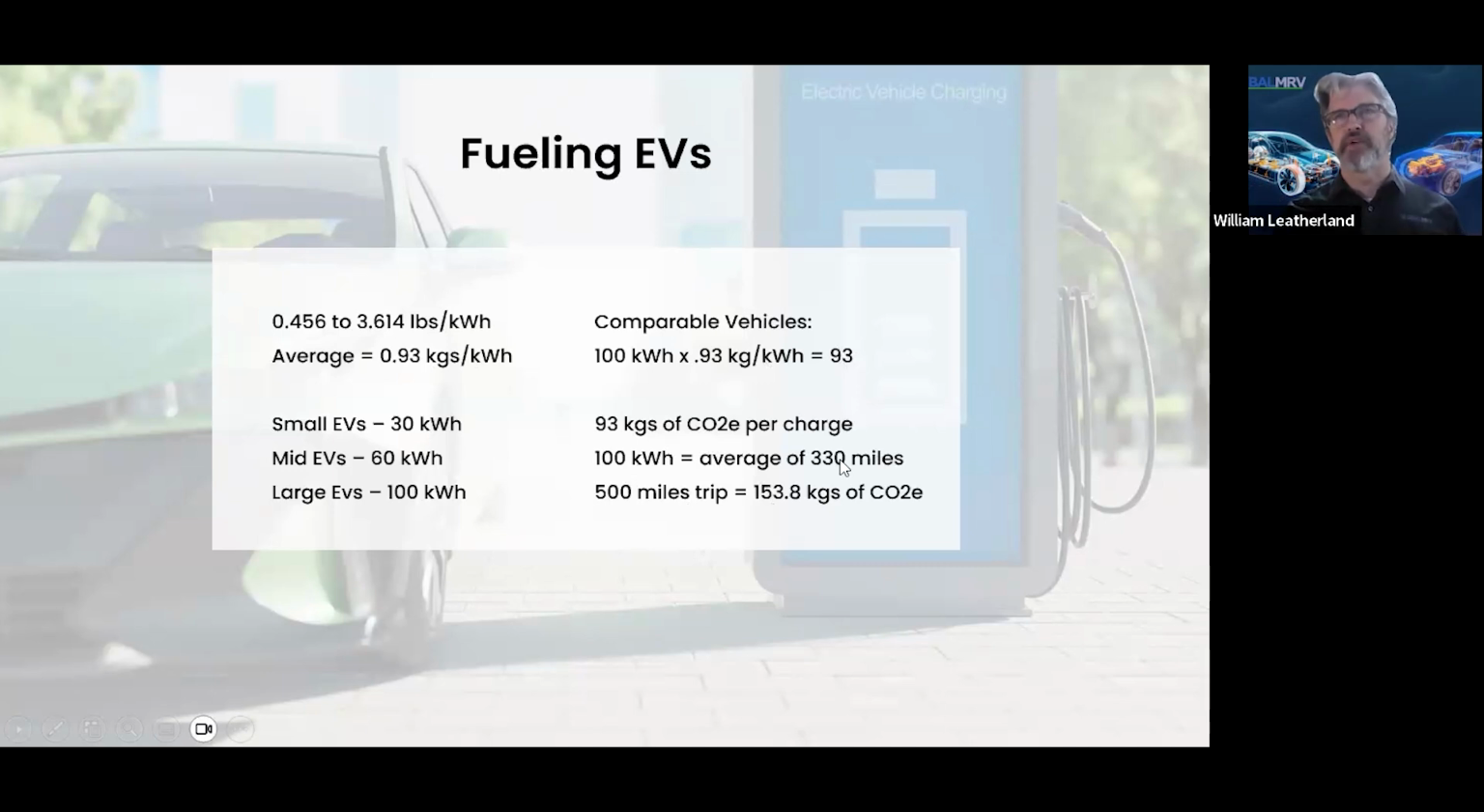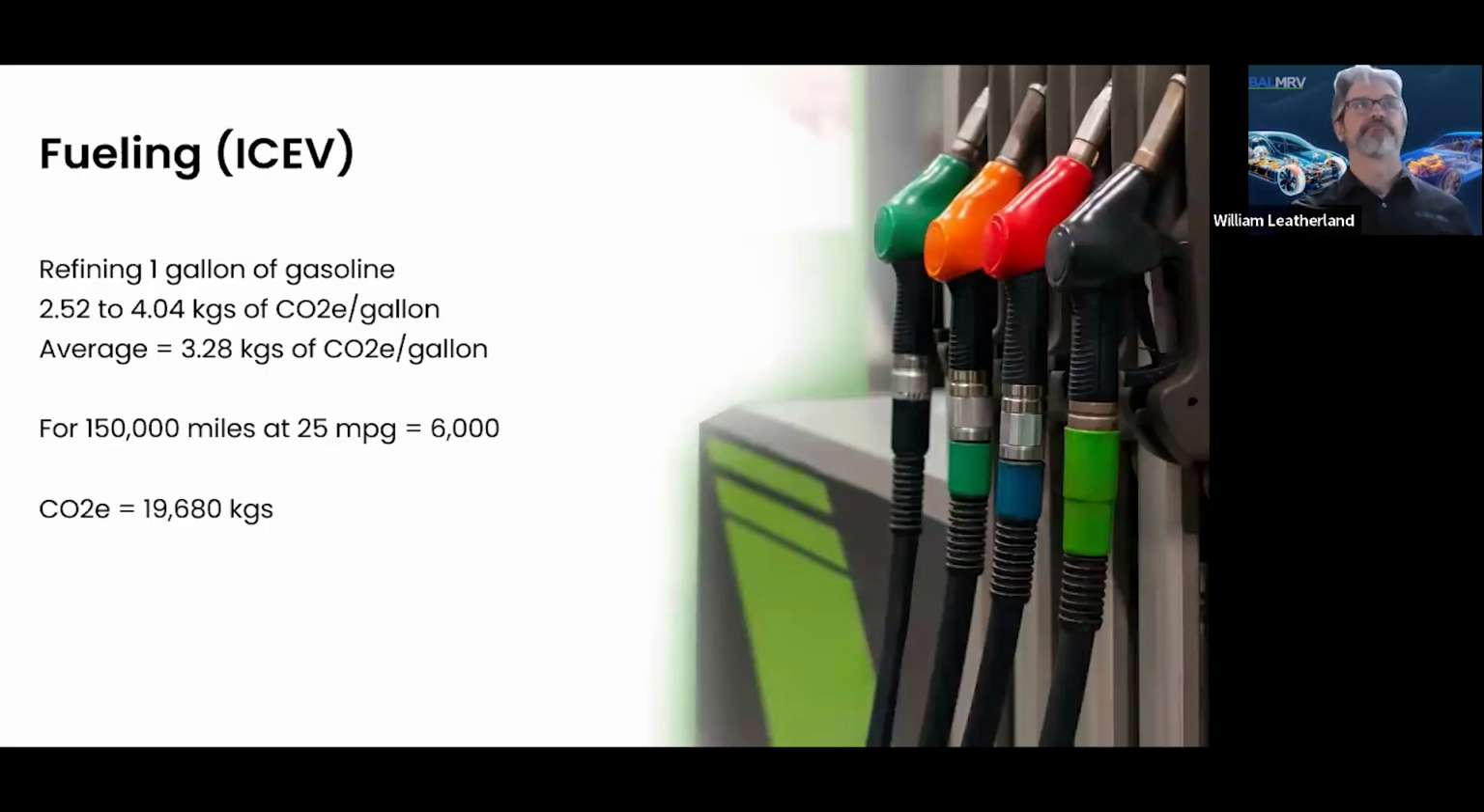So for an average of 330 miles, we want to base it off a 500-mile trip. So that would mean you would need to fill up or recharge that battery 1.52 times to be able to get to a 500-mile trip. And that would give you, for a 500-mile trip, 153.8 kilograms of CO2 equivalent. That's how much to produce the fuel, the electricity that's needed for an electric vehicle to go 500 miles.